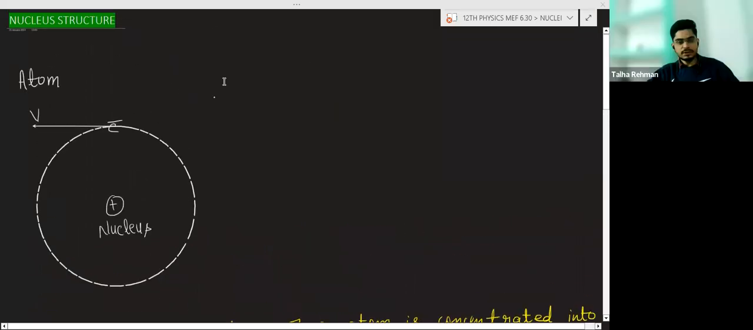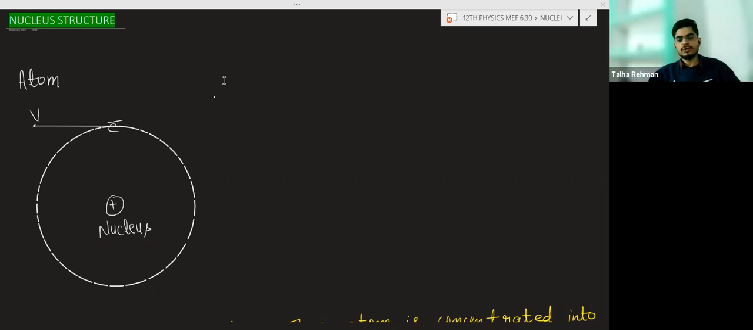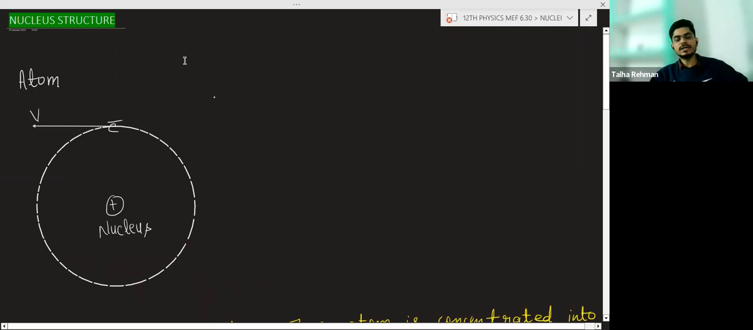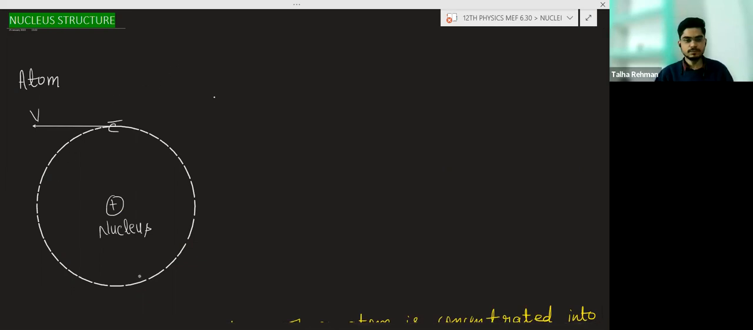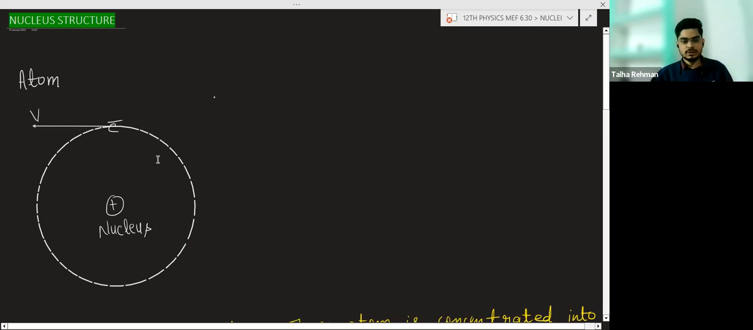I'm good. So, in the last class, we finished the chapter atom. Today we'll discuss the chapter nuclei. In this chapter, the first topic is nucleus structure. Earlier we know that an atom is there. This is an atom, and at the center there is a positively charged nucleus, and electrons revolve around the nucleus.